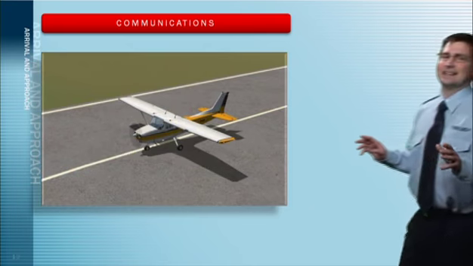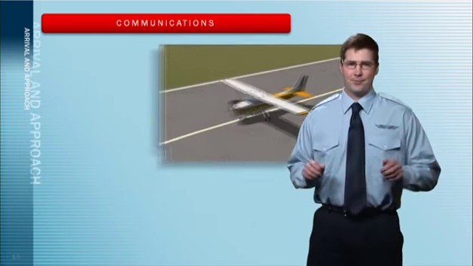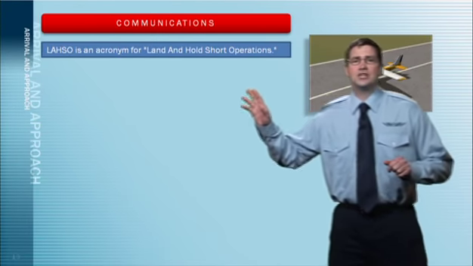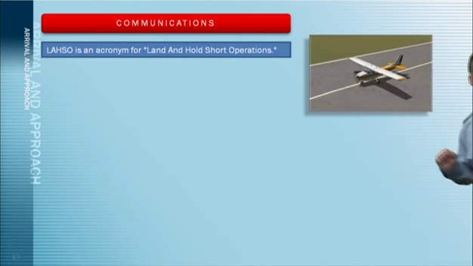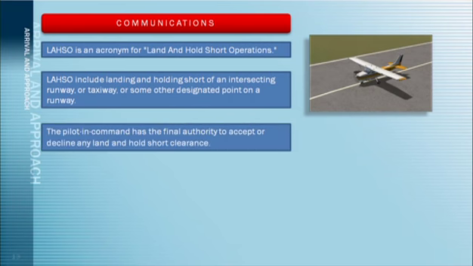Now let's take a look at LASSO. LASSO is an acronym for Land and Hold Short Operations. It's listed here in communications since you must know exactly what a controller means if LASSO is mentioned in a clearance. LASSO includes landing and holding short of an intersecting runway, taxiway, or some other designated point on the runway. The pilot in command has the final authority to accept or decline any land and hold short clearance.